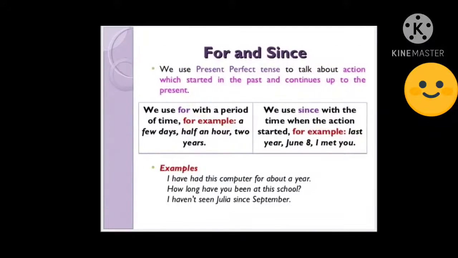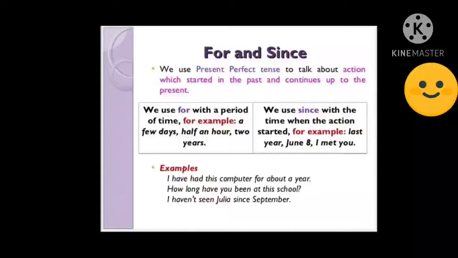For and since, we use present perfect tense. What is the structure of present perfect tense? Subject plus have or has plus V3 plus object. So we use present perfect tense to talk about an action which started in the past and continues up to the present.